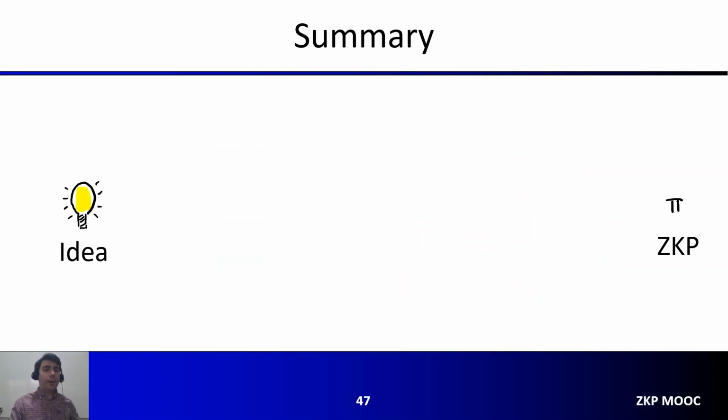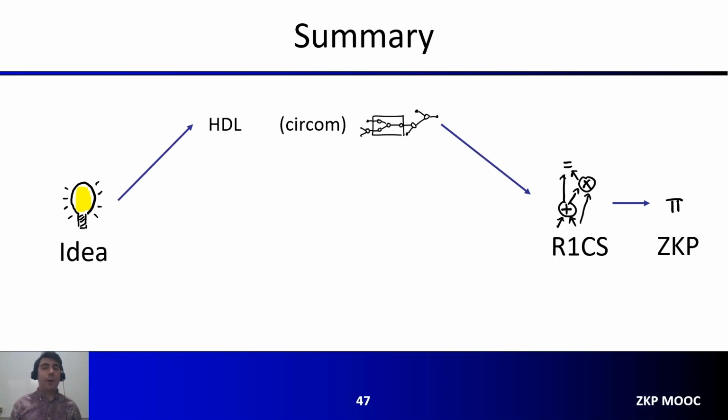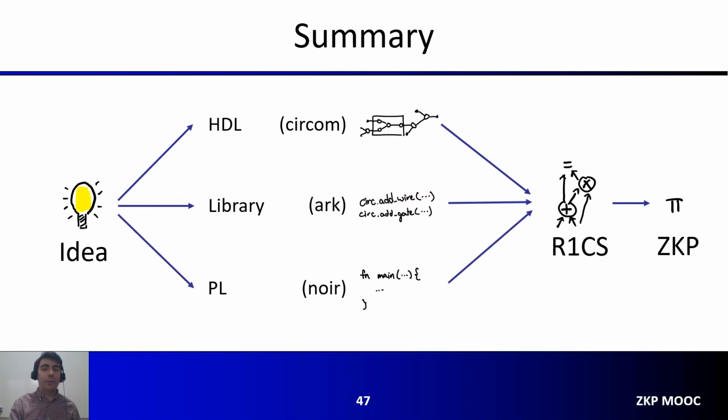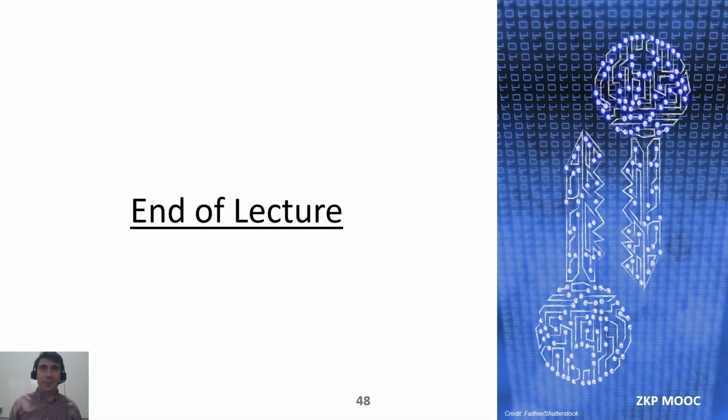Okay, so this is the end of the lecture. This lecture, at a high level, is about going from high-level ideas to zero-knowledge proofs, and we essentially saw 3 different ways that you can do that. All of these ways share in common the idea of producing a constraint system that the zero-knowledge proof is going to be written about. And there are essentially 3 ways to build that constraint system. You can use a hardware description language like Circom, you can use a library like ArcWorks, or you can use a programming language like Noir or ZoKrates. And then once you've got your rank 1 constraint system, you're off to the races. You can write your zero-knowledge proof.